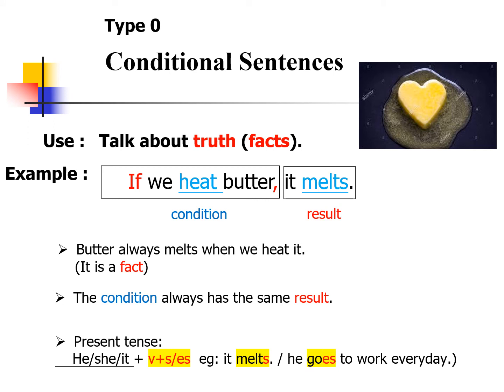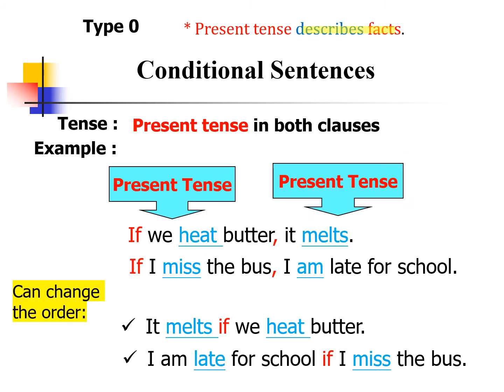Yeah, this is the condition and this is the result. Let's move on to the next slide. As I have told you, type 0, for the tenses, let me give you an example. If we hit butter, it melts. So why do we use present tense? In type 0, we use present tense for the if clause, and we use present tense for the main clause.